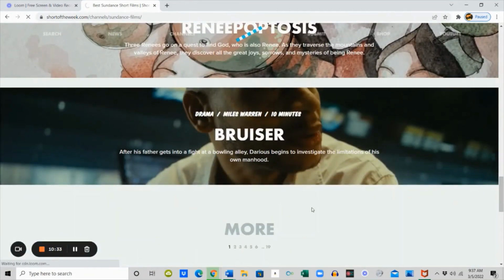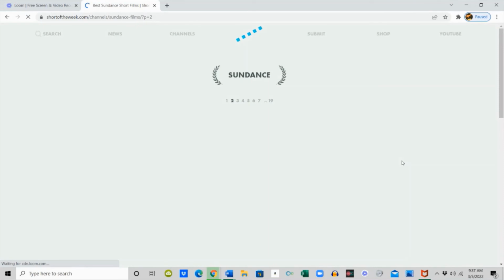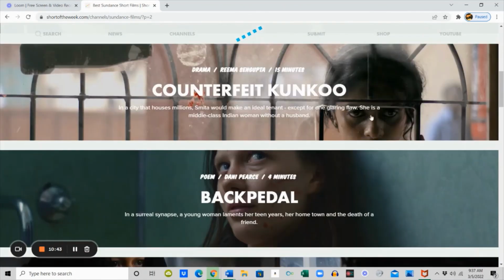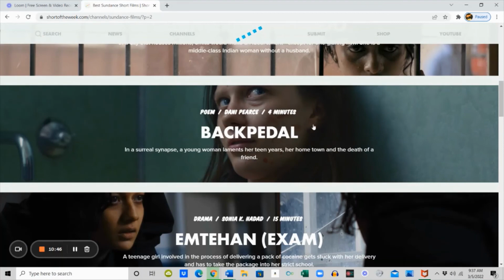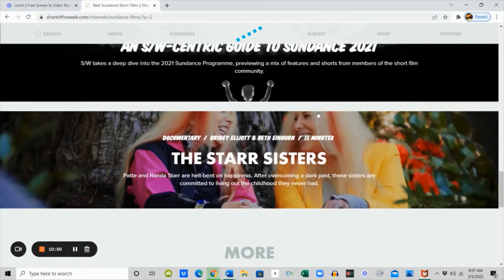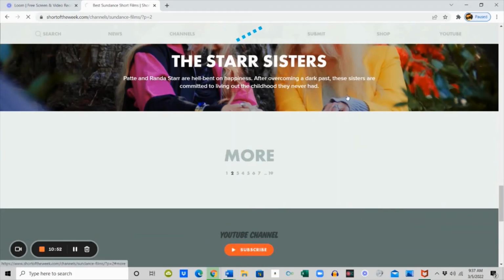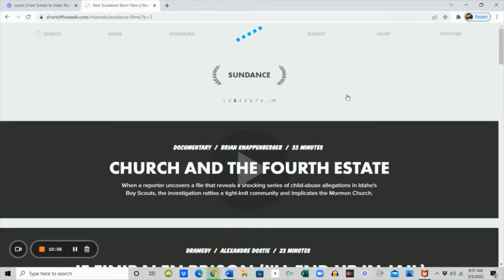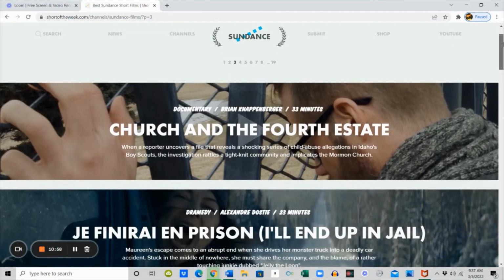And so there are hundreds of films on this particular website. As you can see, these archives go back all the way 19 pages, and I'm sure there's even more than that. But as you can see, some are as short as 4 minutes, others go up to very long. So like I said, have them watch a film, have them respond to other classmates' films. I'll provide the template for you in the description.